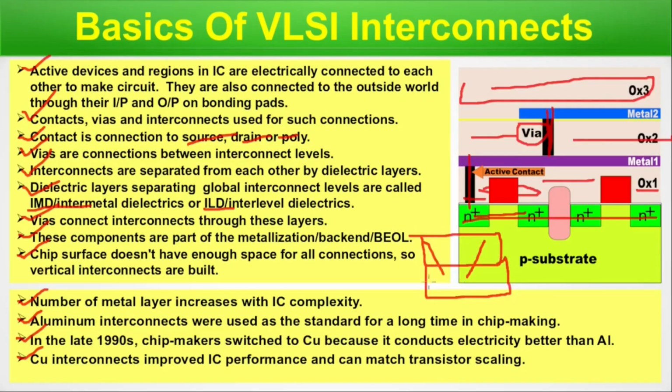If the contact is wider, making contact with half of the source region and some of the drain region, then it will not get a proper connection, or the proper signal will not go to the upper level. So obviously the metal layer needs to be scaled down along with the devices. So obviously we need a material which can match the transistor scaling. Let's move to the next slide.